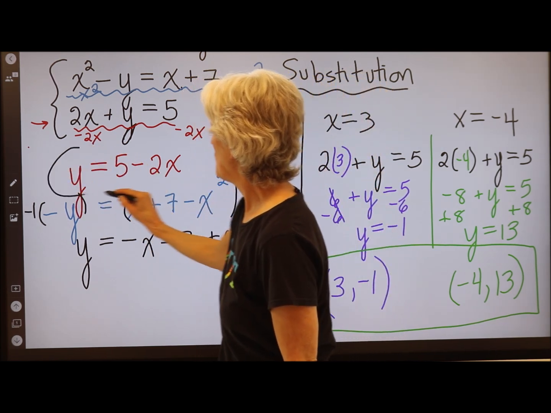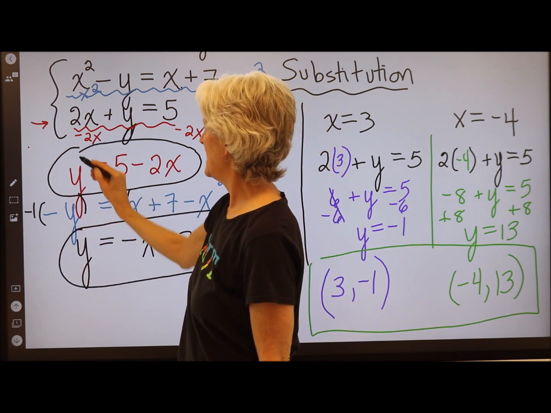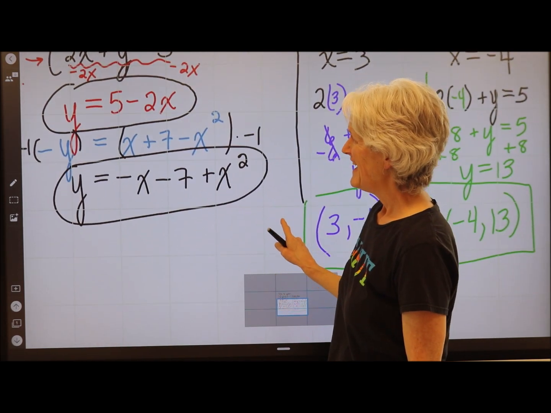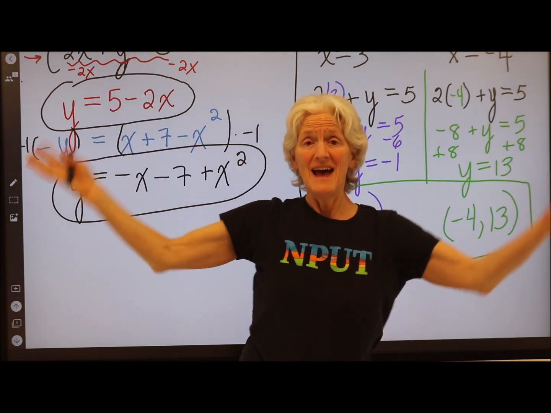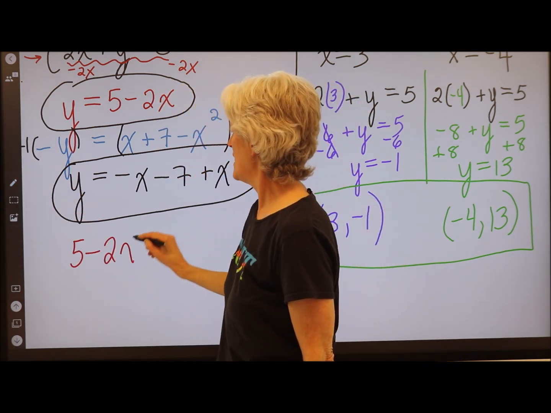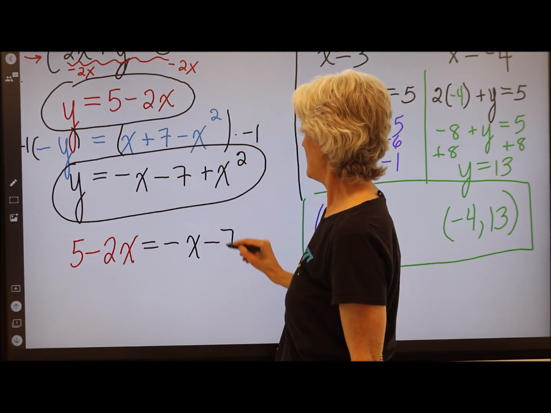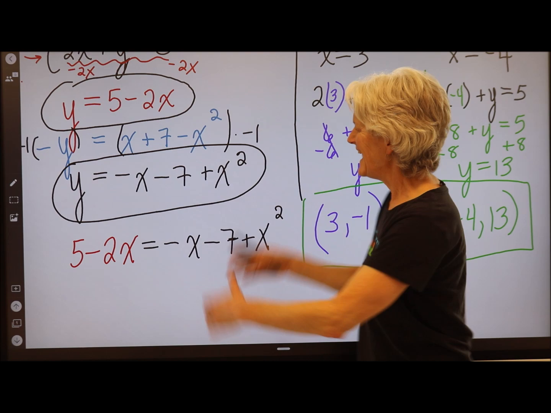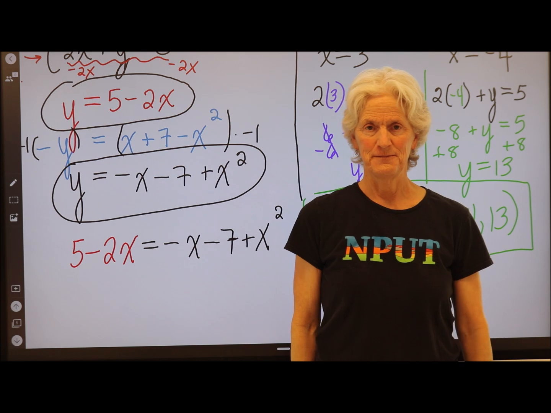Okay, so I just did some rewriting and I isolated y for both of my equations. If y equals this and y equals that, then that means that 5 minus 2x must equal negative x minus 7 plus x squared. I just set them equal to each other. And I'm back to an equation that just has x in it.